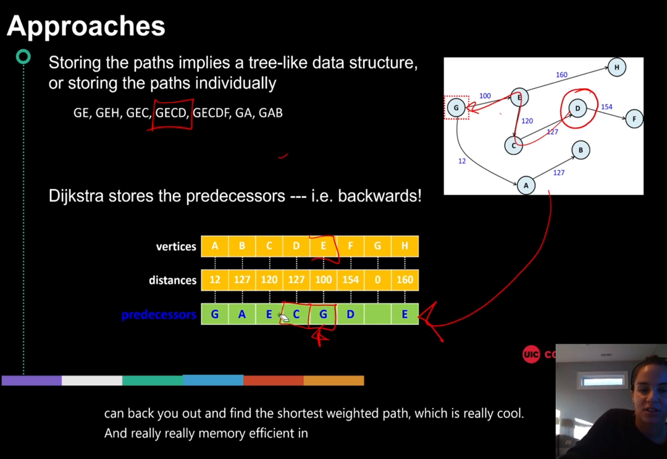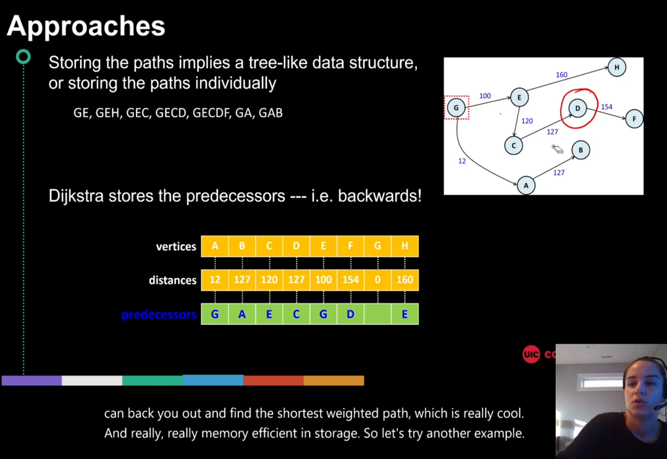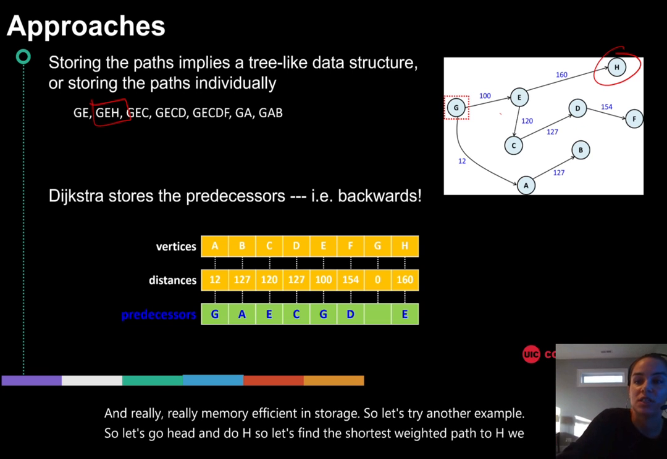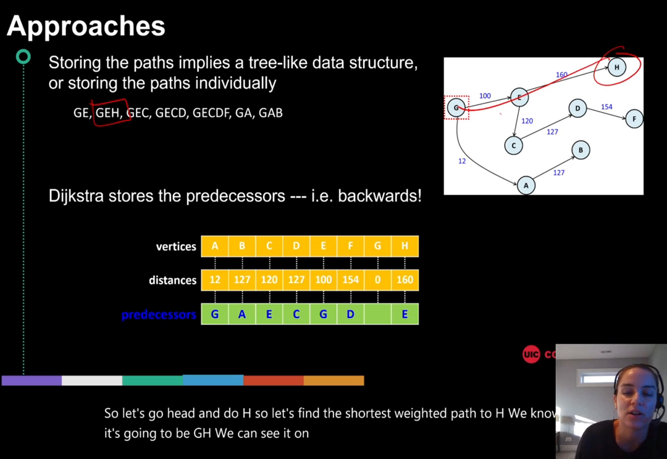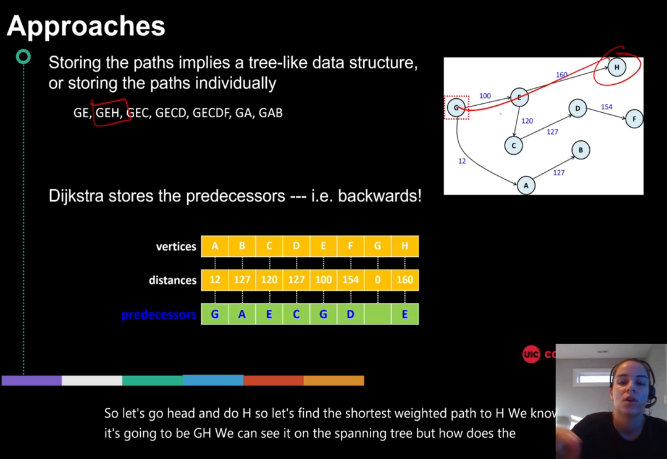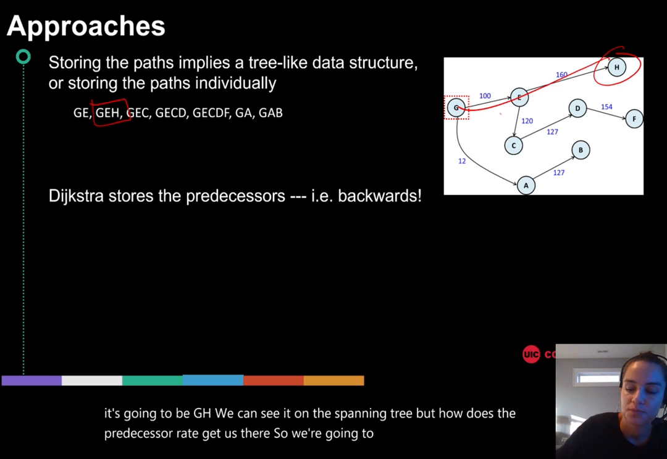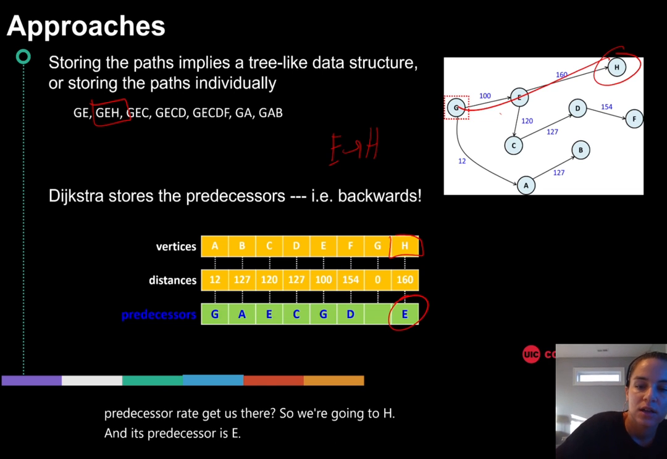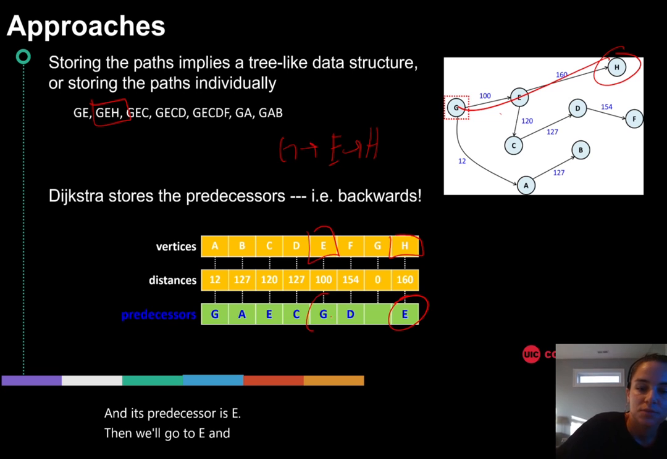So let's try another example. Let's go ahead and do H. Let's find the shortest weighted path to H. We know it's going to be GEH. We can see it on the spanning tree, but how does the predecessor array get us there? So we're going to go to H, and its predecessor is E. Then we'll go to E, and its predecessor is G. And we've reached G, so we're there.